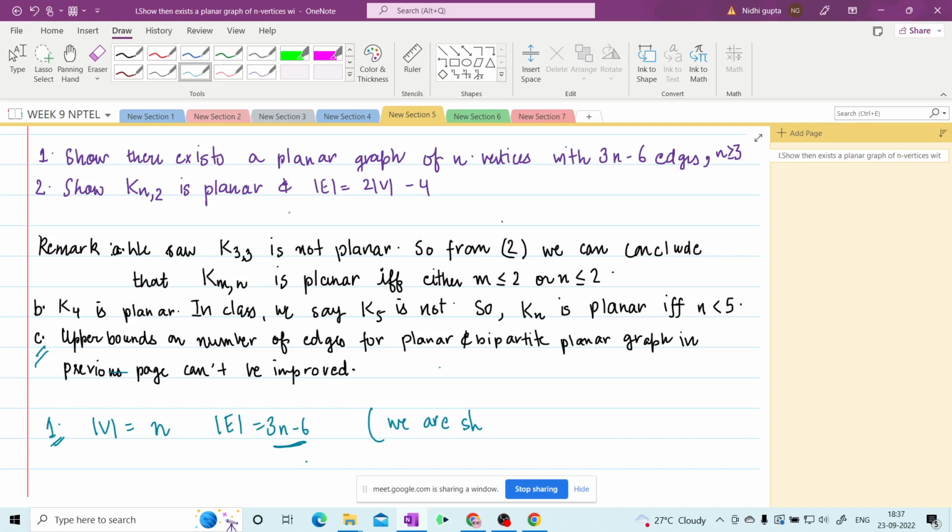And if we show these 2 problems, we are also getting two more nice observations. So in class we have seen that K_{3,3} is not planar, and I think you also have to prove this using the Jordan curve theorem. So we have seen that K_{3,3} is not planar, and in the second question we are showing that K_{n,2} is planar for all n.